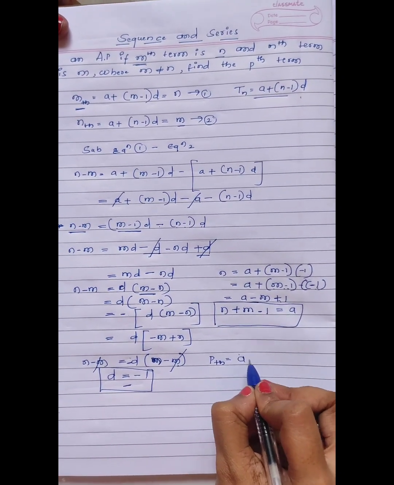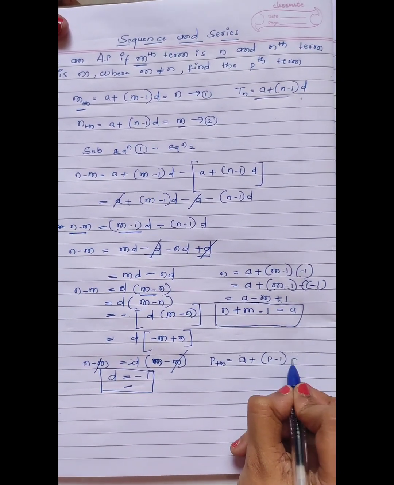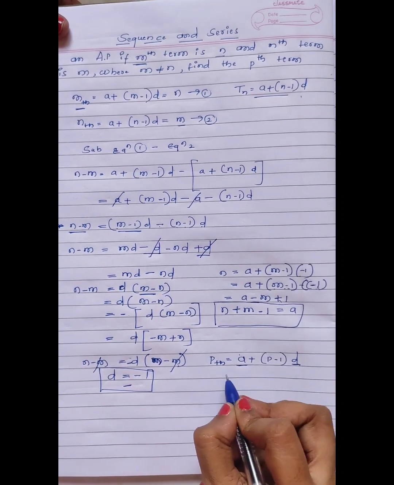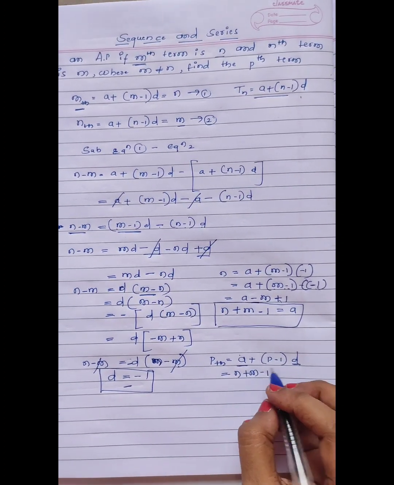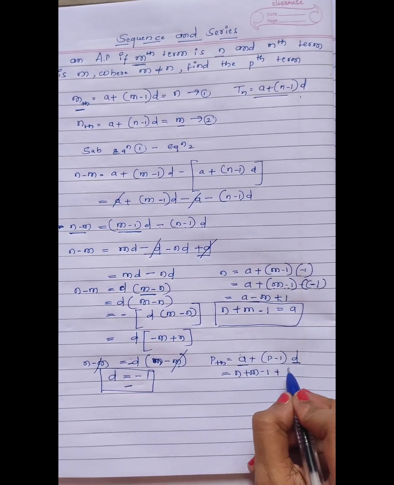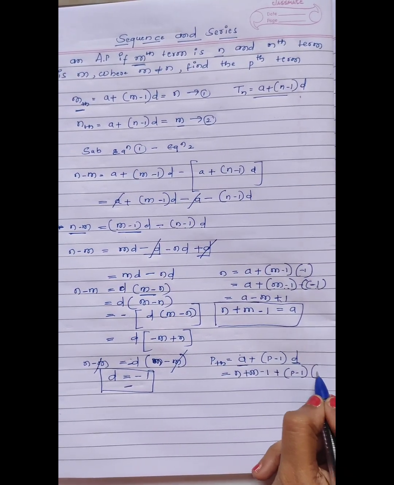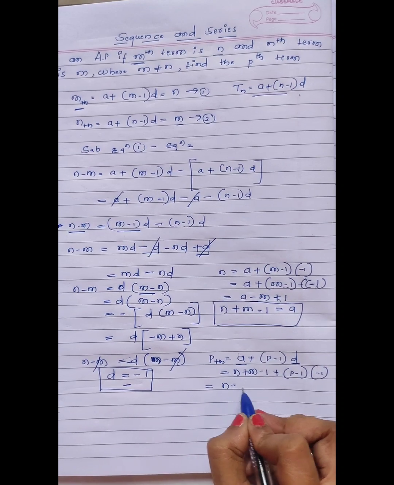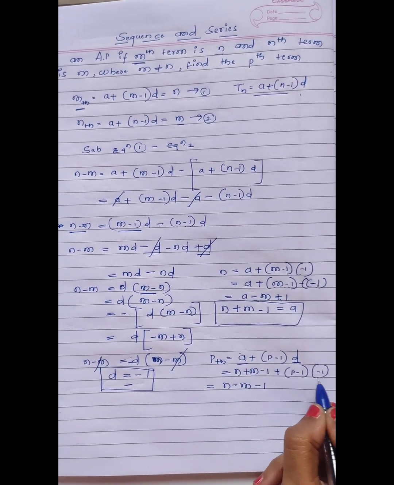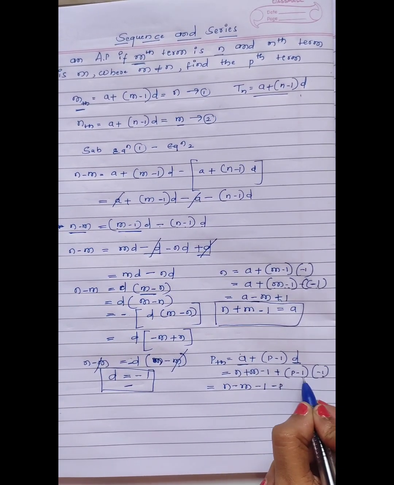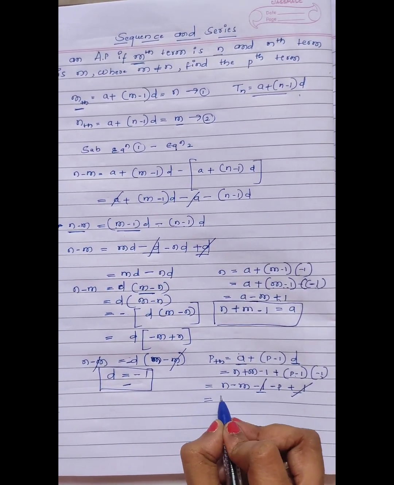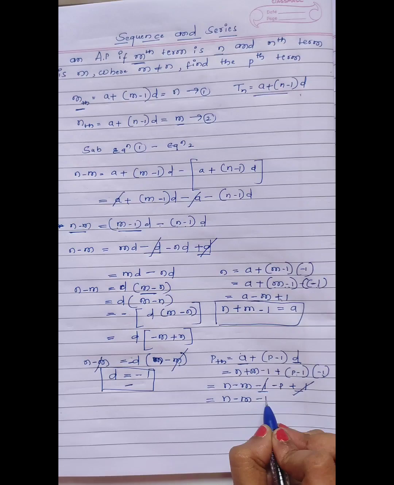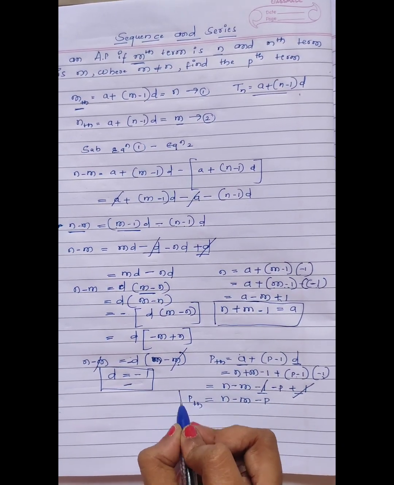The pth term will be a + (p − 1)d. We got a, we got d, so the a value is n + m − 1, plus (p − 1) into the d value, which is −1. So n + m − 1 − p + 1. The −1 and +1 get cancelled. So n + m − p will be the pth term value.